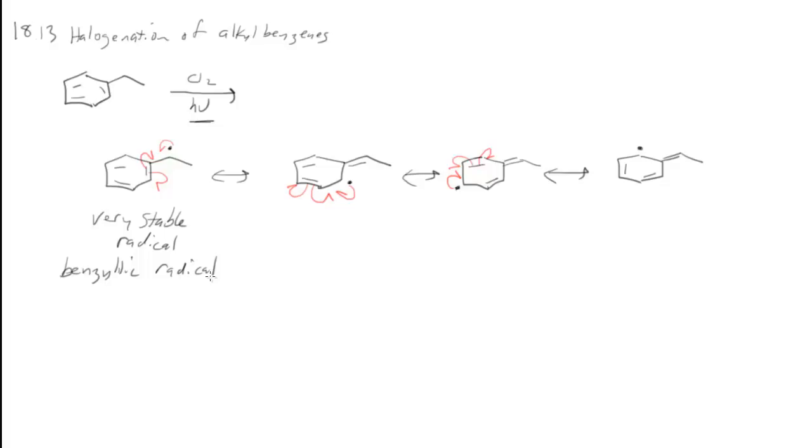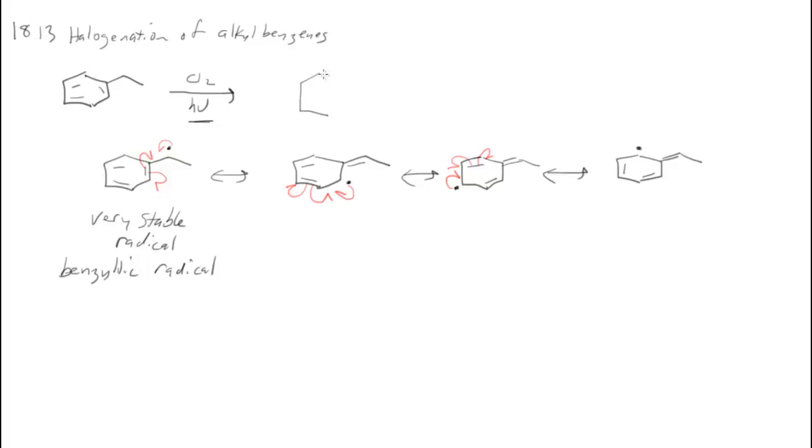So if that's the most stable radical, what would you expect for the product? Again, I would challenge you to pause the video and try to determine what you think would be the product before I move on. Hopefully you can now predict that you get radical halogenation at the benzylic position.